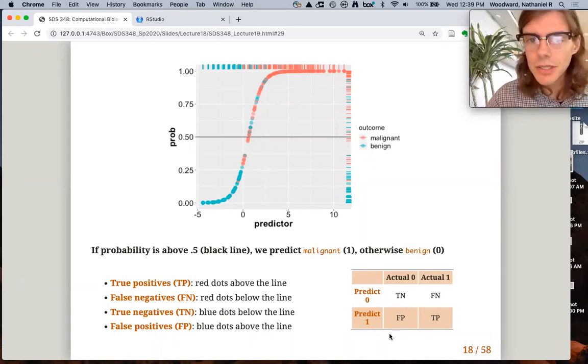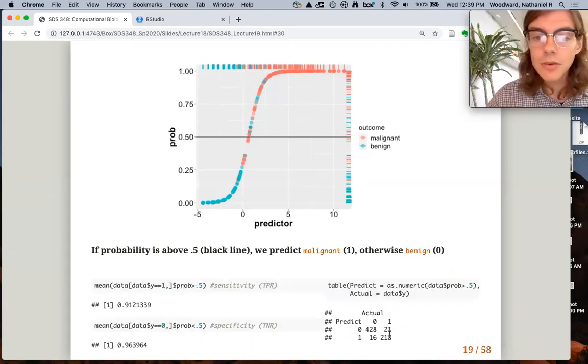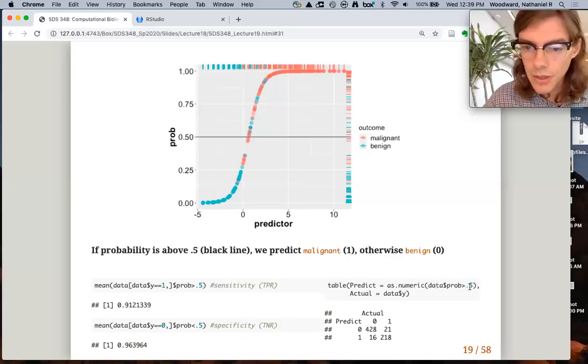That's just the confusion matrix. That's all it's telling you, right? So for example, if you take this and you say, give me 1 if it's greater than 0.5, 0 otherwise, and then give me 1 if they actually have cancer, and 0 otherwise. And then you make this table, right? That's the same table as before. That's just your confusion matrix, right?